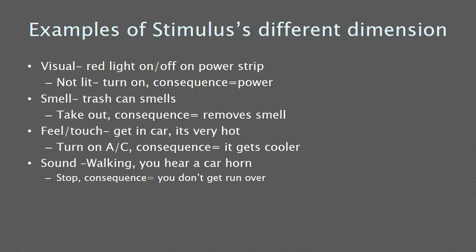So now that we're done talking about contingencies, let's talk about some examples of stimulus' different dimensions. Visual. The red light on or off on a power strip. When it's not lit, I turn it on. The consequence is now there's power. Again, that's the visual dimension of the stimulus. There's that little red light.